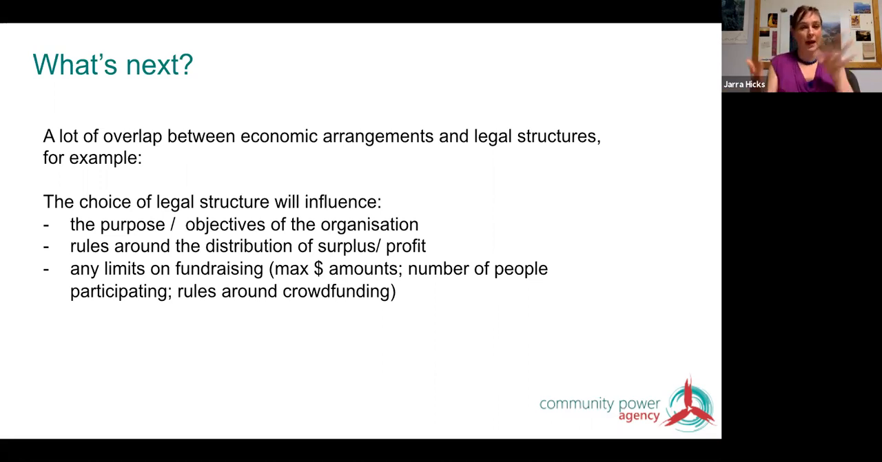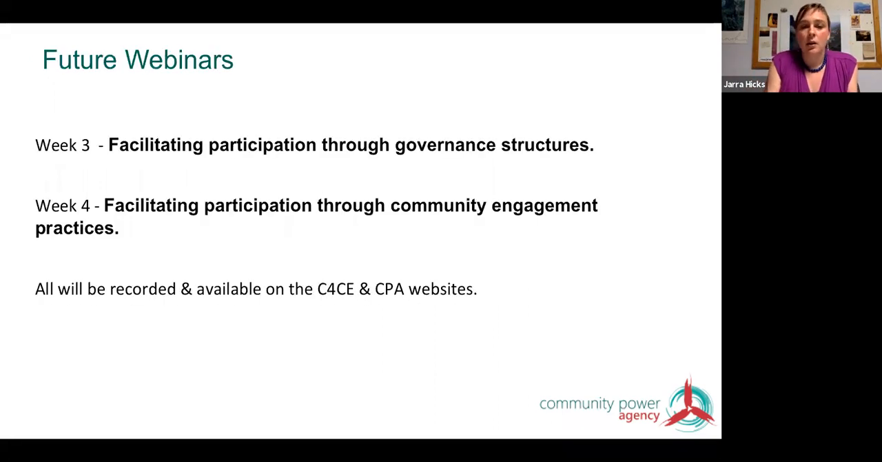So those overlap, as well as other governance-related issues we'll be talking about next week when we talk through governance structures. And the week after that, we'll be talking through community engagement practices. And as with this week, we'll be both introducing what I mean by governance and talking high level, and then getting into the detail and exploring the detail through case study examples.